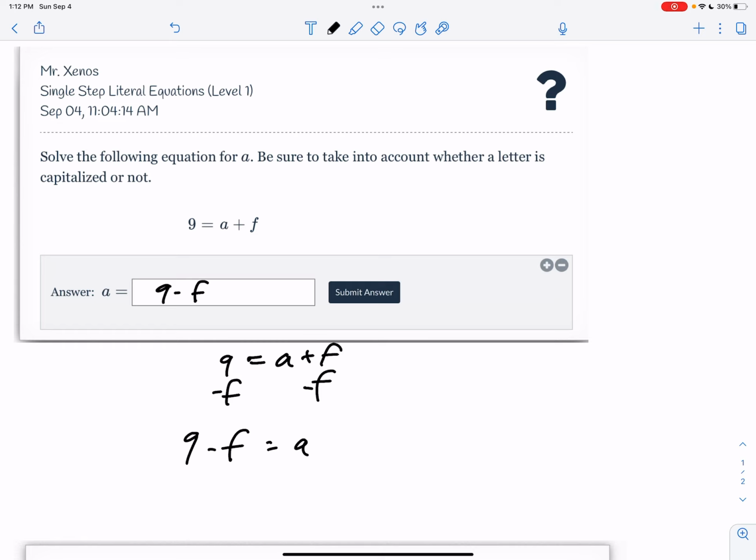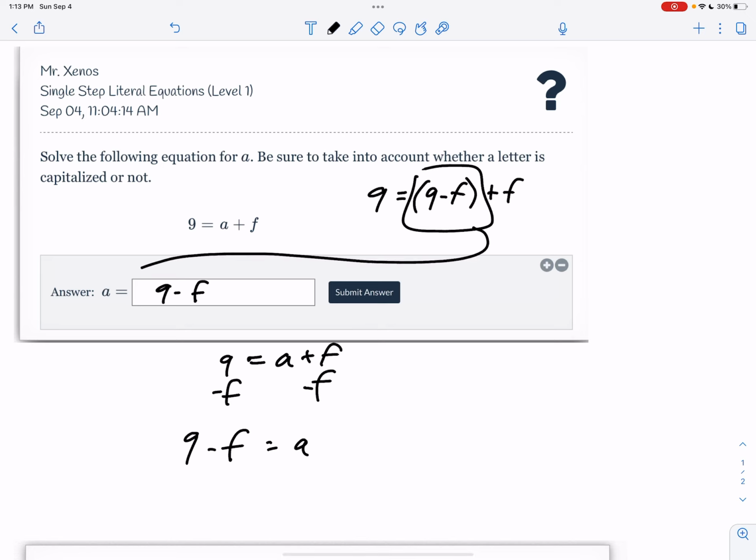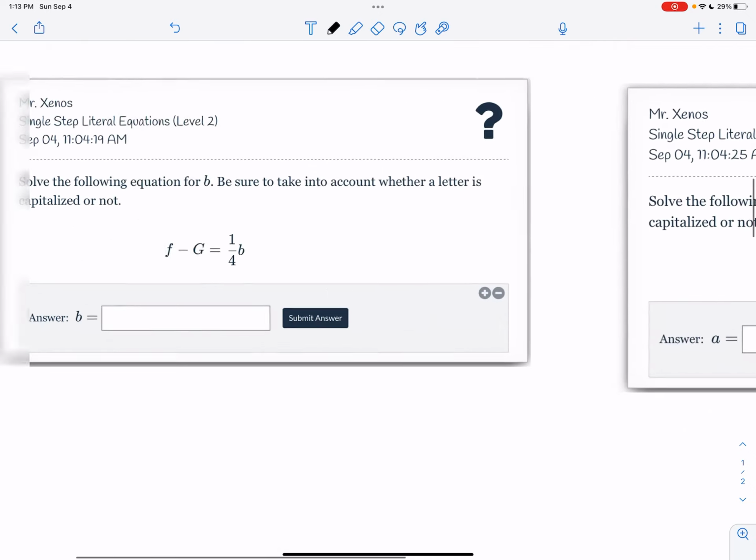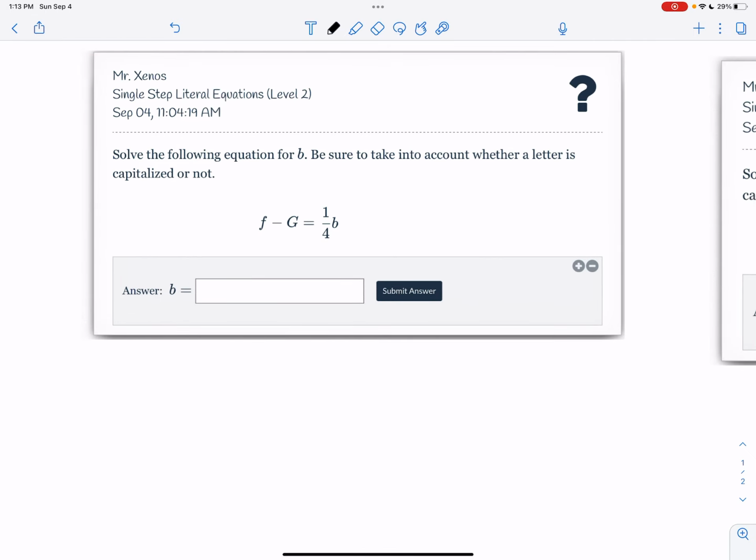So I look at this and I'm like, okay, well, let's plug it in. 9 equals a, but a is 9 minus f, and then my plus f. This is my a. It's not division, that's just me boxing it and saying that is a. Okay, well, those parentheses aren't doing anything, nothing's in front of them. So I get 9 minus f plus f. Negative f plus f is 0, so 9 equals 9, confirmed. It doesn't matter if your a is equal to some stuff with variables, that's all fine.